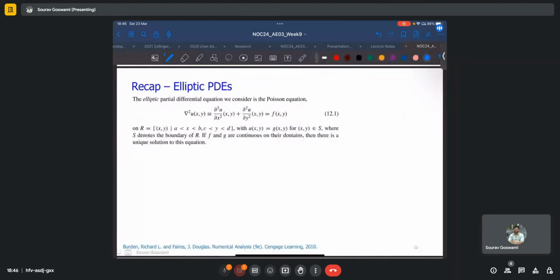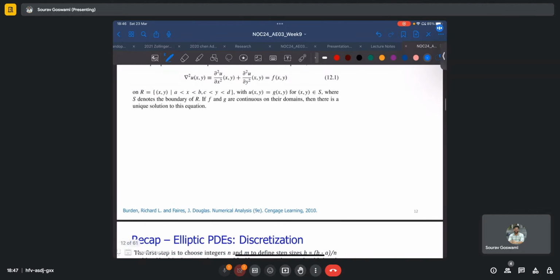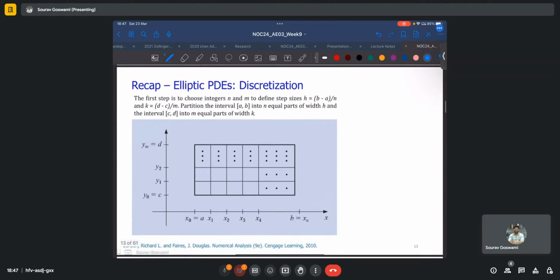Now let us proceed to the numerical aspects of it. So just for the sake of completion, I mention what elliptic PDEs are. Of course, we're already familiar with them. In this case, the Poisson equation, that is nabla square u of x,y is equal to del 2u del x2 of x,y plus del 2u del y2 of x,y, which is equal to some function f of x and y with some given initial conditions and boundary. If f and g are both continuous, then there is a unique solution to this equation.